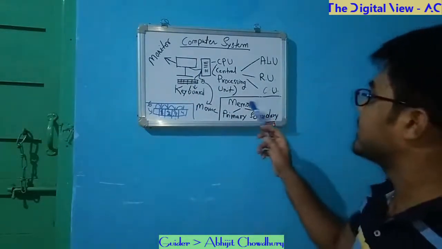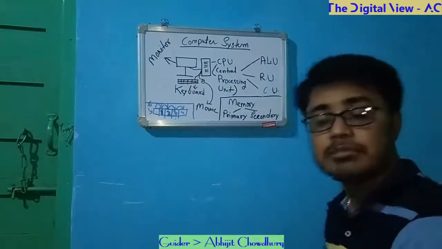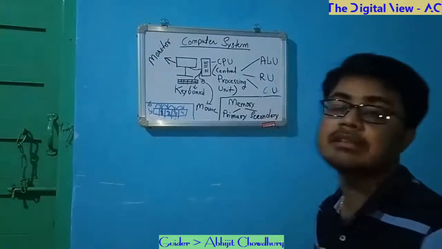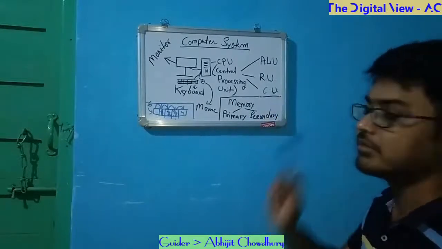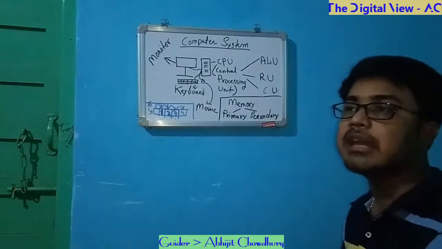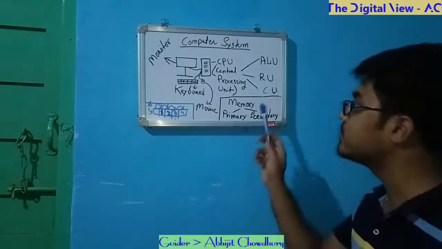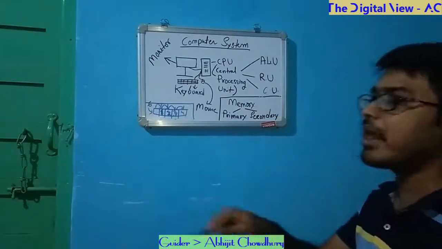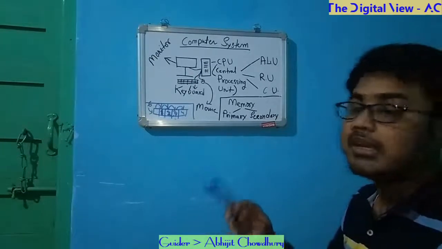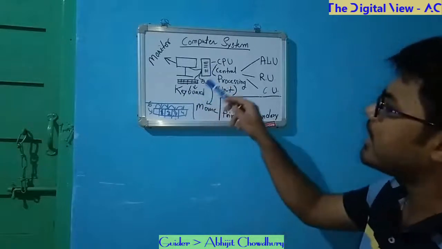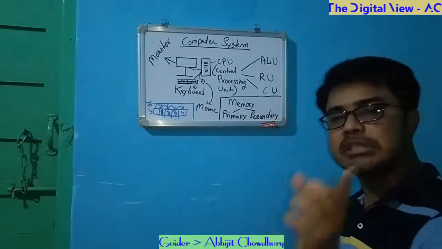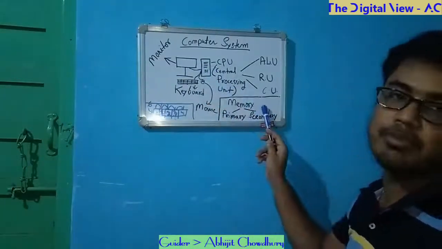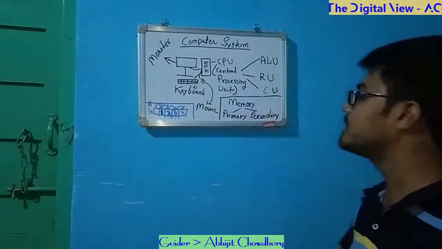Okay. Next, I will discuss the memory. What is memory? Memory is a storage device that can store data. Suppose you have written a letter, which means you were typing a letter. After typing, you need to save this letter for future use. The same letter is stored in the memory, because memory is the storage device.